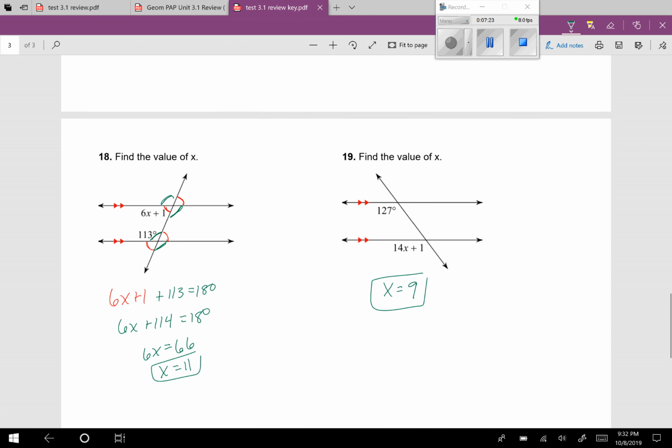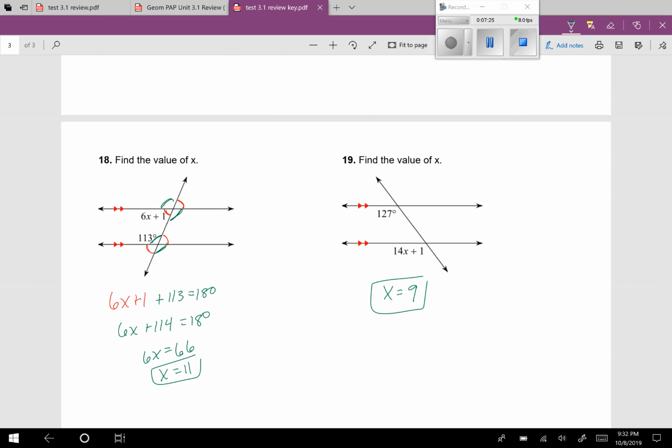Okay, and then the last one I'm going to do with you guys, question 18. Again, I did my colors, and I see that the 6x plus 1 is red, and this 113 is green, so they're different colors. So I know that they should add up, and when I add them, they should equal 180. Make sure that you combine the 1 and the 113. You get 114. And then subtract 114 from both sides. And you'll get 6x is equal to 66. Divide by 6, and you get x equals 11.